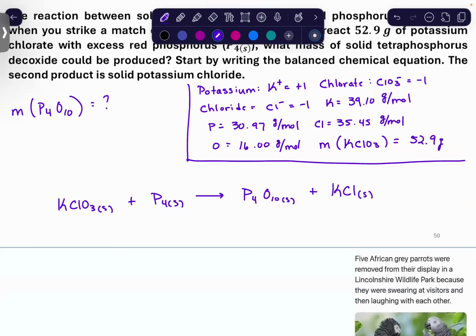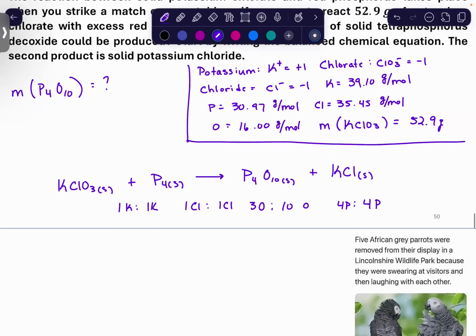So I can start taking a look at this, and I can see that I have one potassium, one potassium, one chloride, one chloride. Let's see, on the left, I have 3 oxygens. On the right, I have 10 oxygens. And then on the left, I have 4 phosphorus. And on the right, I have 4 phosphorus. And we got really close, except for the oxygens. Now, automatically, I'm going to start looking at this. I have 3 oxygens on one side, 10 on the other. Now, if I put a 2 in front of the P4O10, that'd give me 20 oxygens, but I can't put 3 into 20. So I'm just going to put 3 in front of the P4O10, give me 30 oxygens. And that means I'm going to put 10 in front of the potassium chlorate and give me 30 oxygens. So let's do that.